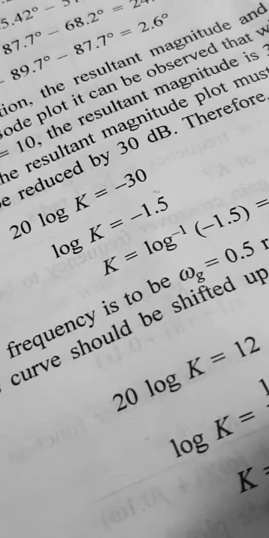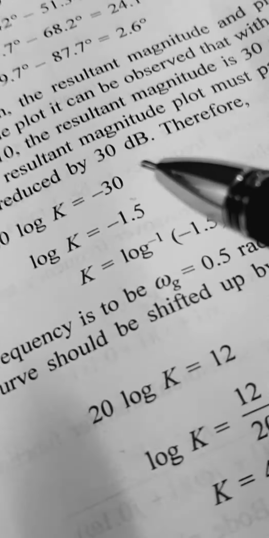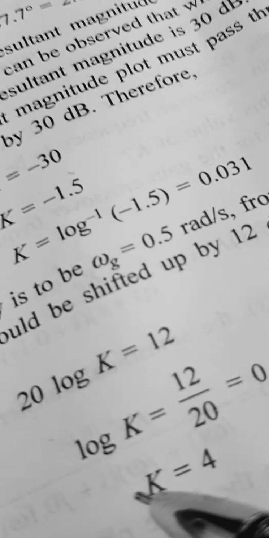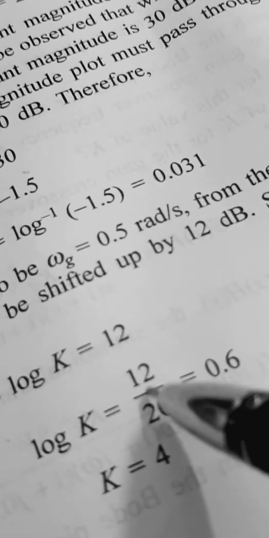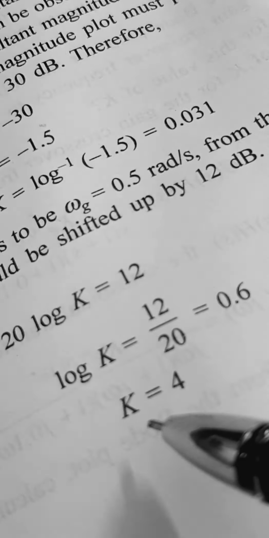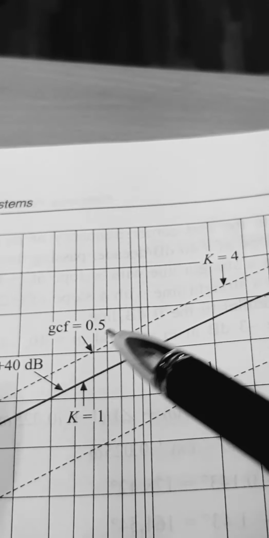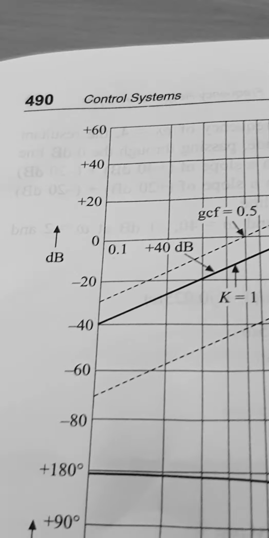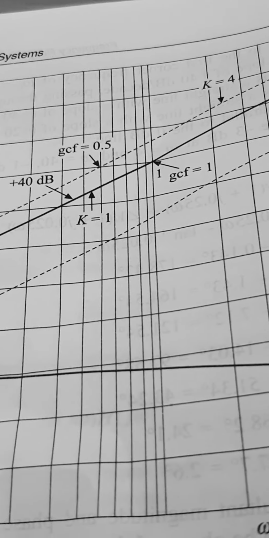When you are shifting up, it is considered a plus value, plus 12. Shifting down means minus 30. So here 20 log k is equal to 12. Log k is 12 by 20, 0.6. From that you will get k as 4. So in this graph you get k as 4. Okay, so understand this problem, and try to go through it seriously and understand it.